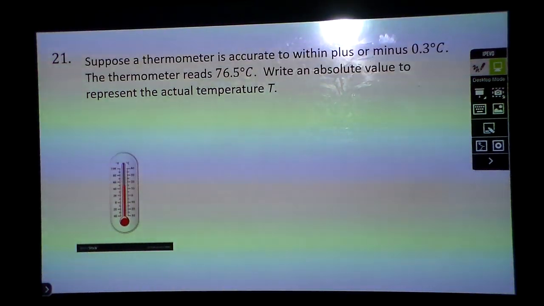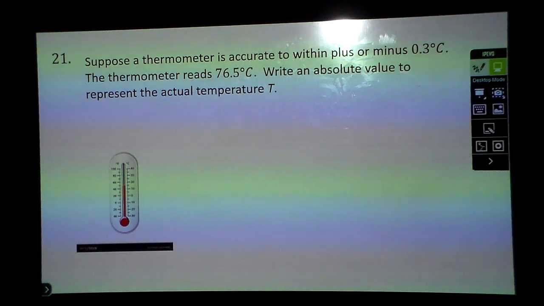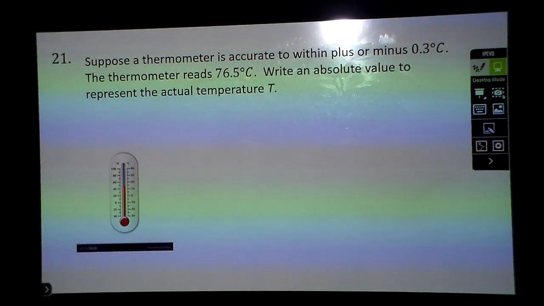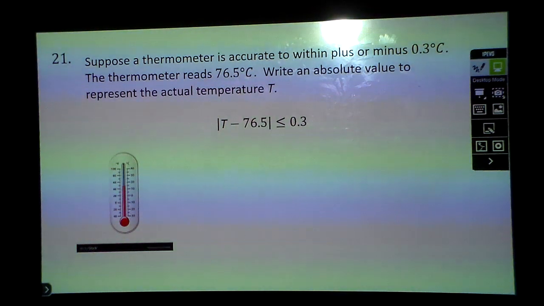Okay. But 21: suppose the thermometer is accurate within plus or minus 0.3. The thermometer reads 76.5, so we're going to write a value. What I would do is take the temperature T minus 76.5 in absolute value, because it doesn't matter whether we're positive or negative, and its variance has to be less than or equal to 0.3 to be correct. I just wrote the equation out right there. That's all we had to do to make that particular one work.